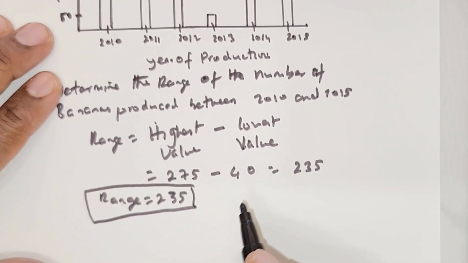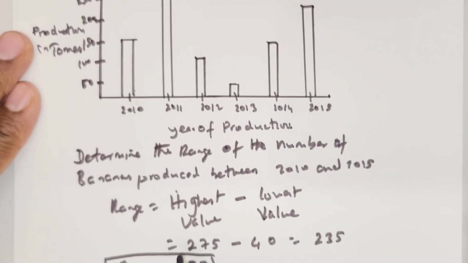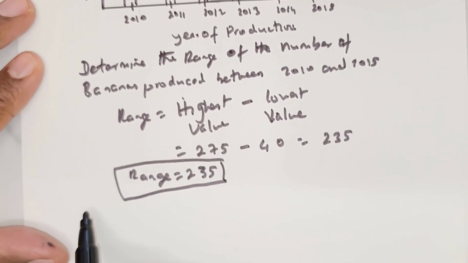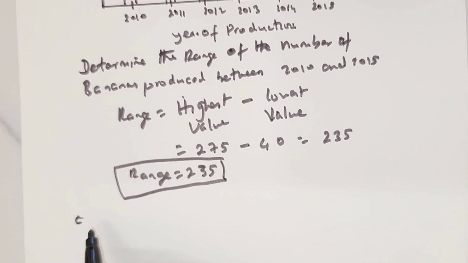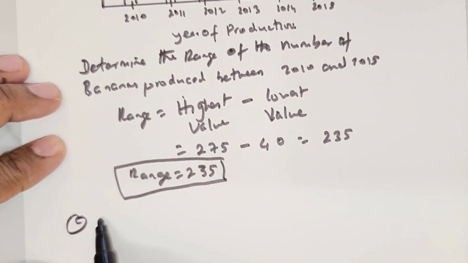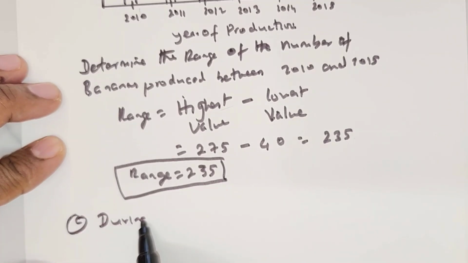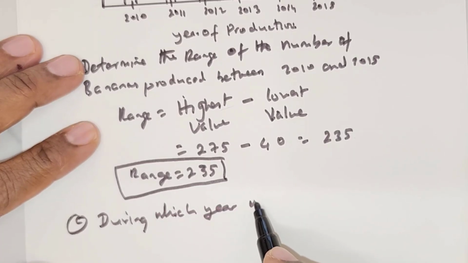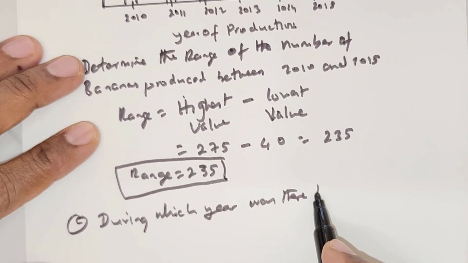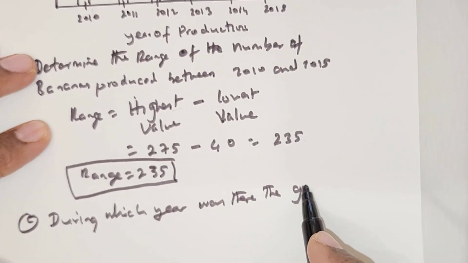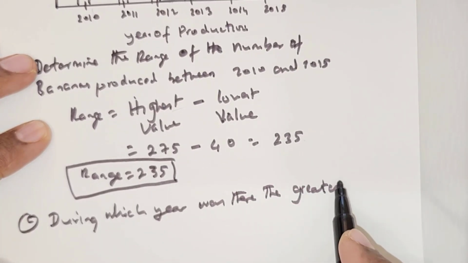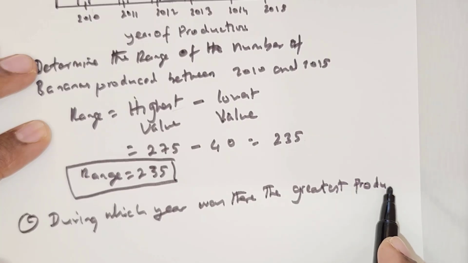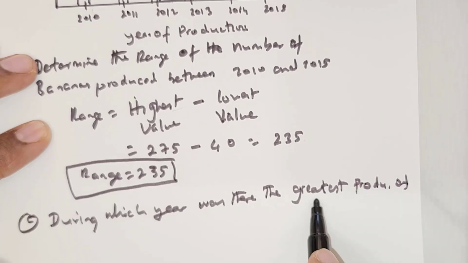Okay, so having given you this, let me move on to the next question. So this is the next question, C. The question is stated as follows. Now in this question they are asking us, during which year was there the greatest production of bananas?